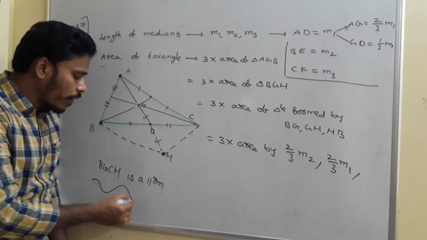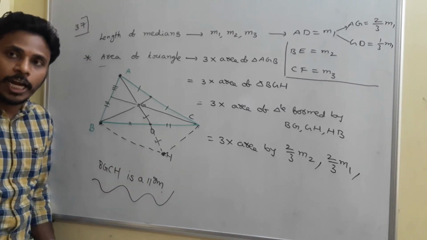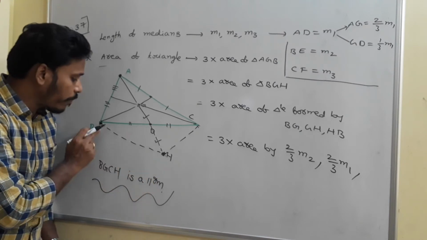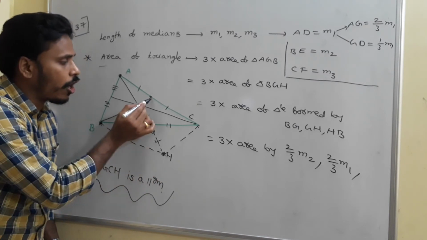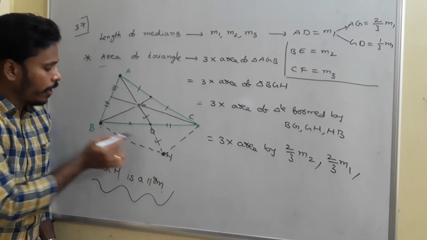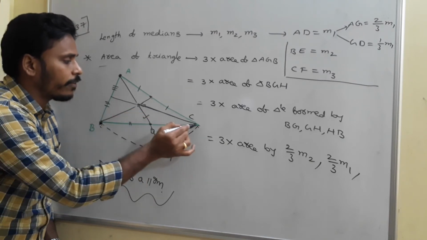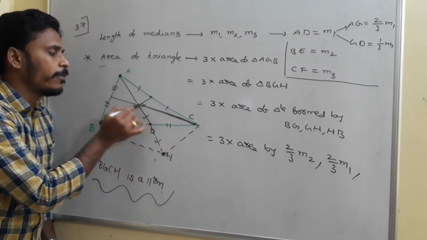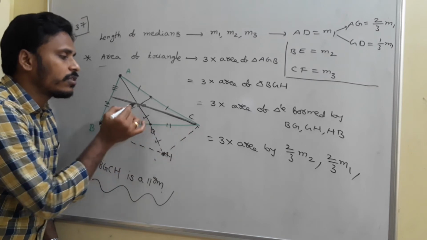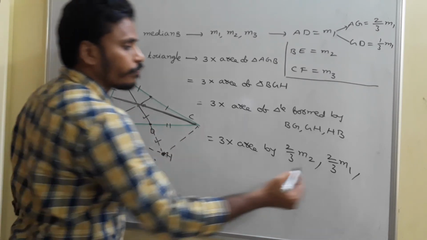Since here we observed one thing, that GCH is a parallelogram. Since it is a parallelogram, this BH length is equal to the opposite side. Okay, just look there. BH length is equal to the GC length. And this GC is the median. So this GC is the 2/3 of m3.